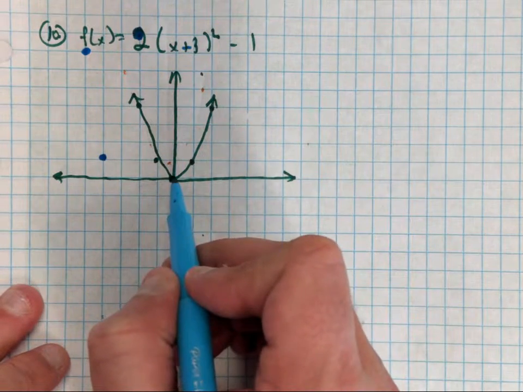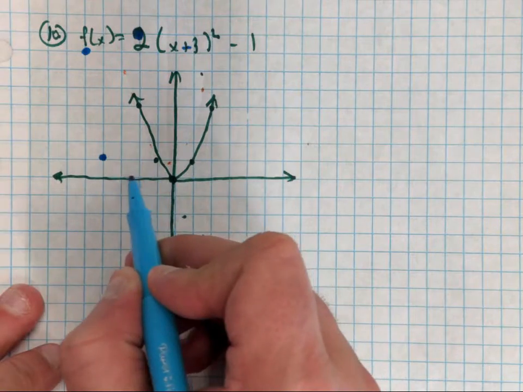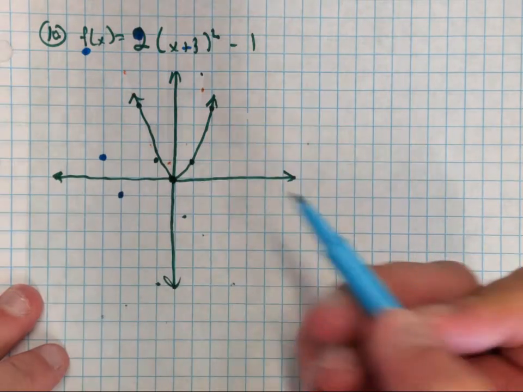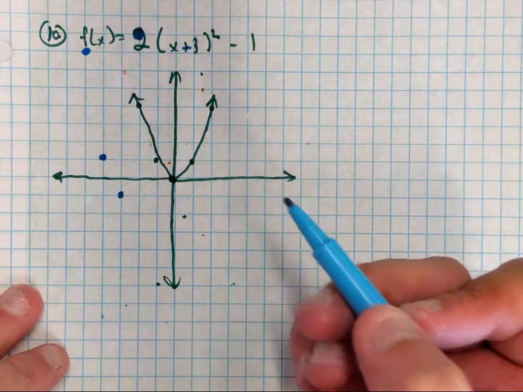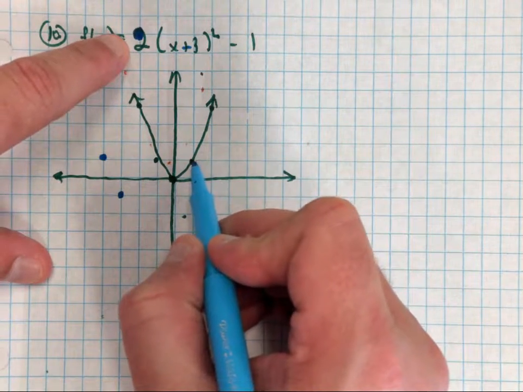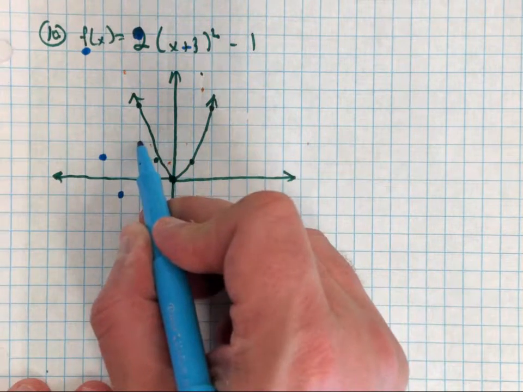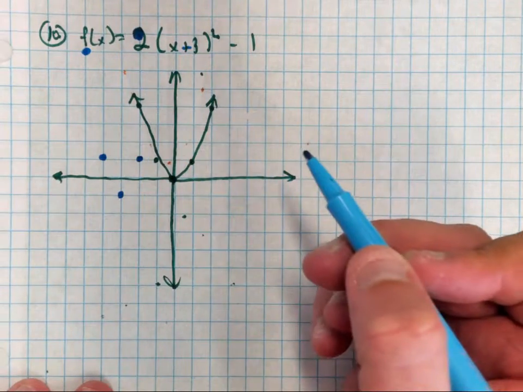Zero, 0. I'll multiply my y coordinate by 2. It stays at 0. Move it left 3: 1, 2, 3, down 1. 1, 1. I multiply my y coordinate by 2. I'm actually at 1, 2 now. Move it left 3: 1, 2, 3, down 1.